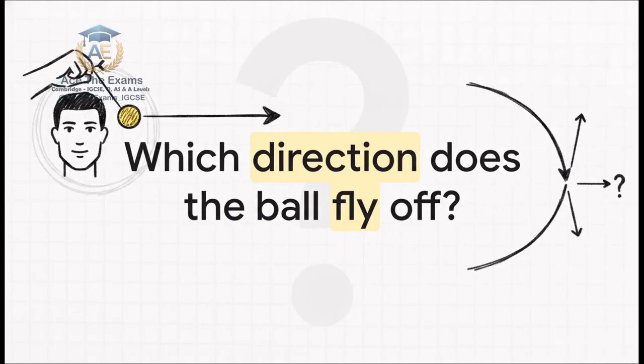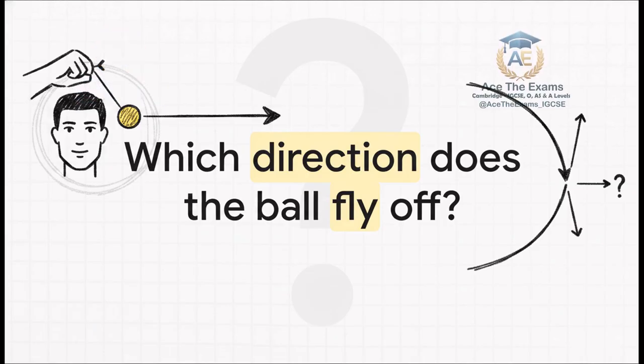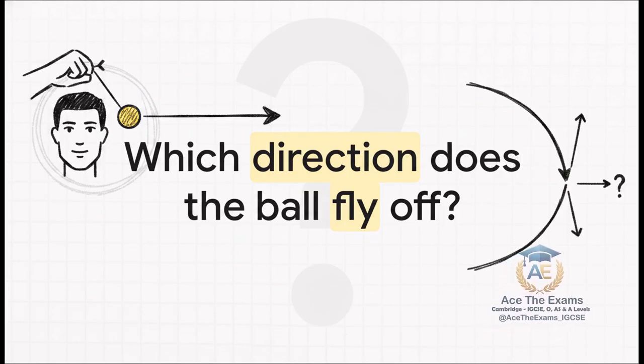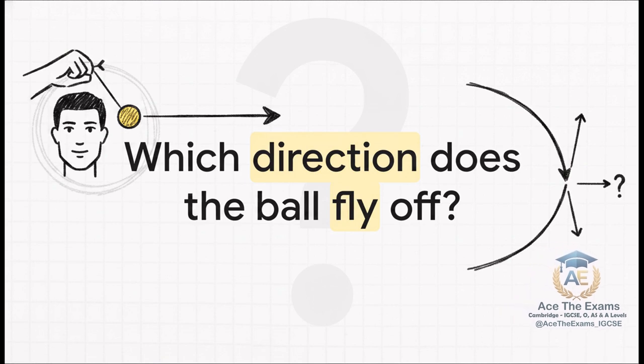All right, to get our minds warmed up, consider this classic problem. Imagine a boy whirling a ball on a string in a horizontal circle right around his head. Suddenly, he lets go of the string. Think about it for a second. In which exact direction does that ball fly off? Does it keep curving outward? Does it shoot straight out from the center like a rocket?